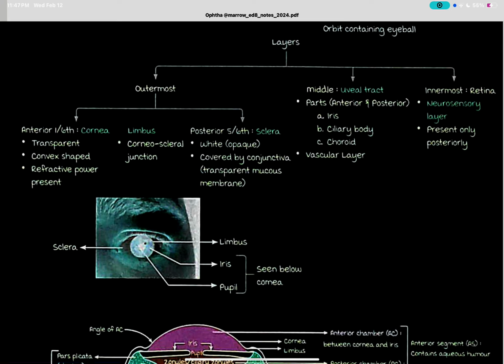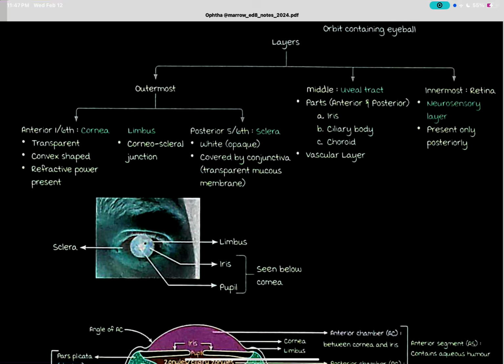Middle is uveal tract. Uveal tract is the middle layer, parts anterior and posterior. Anterior uveal tract is iris, ciliary body and choroid and vascular layer.